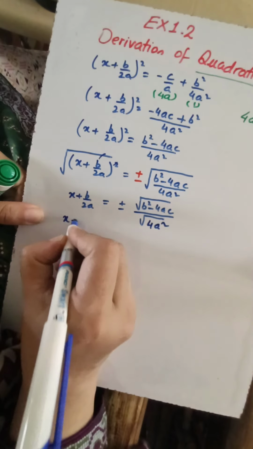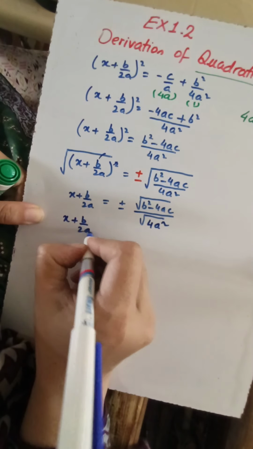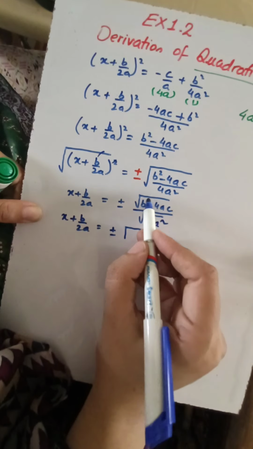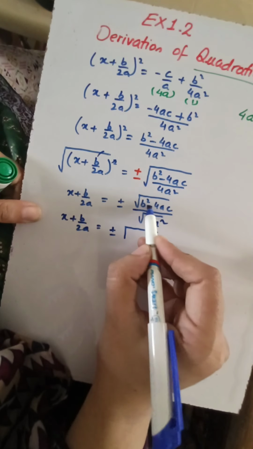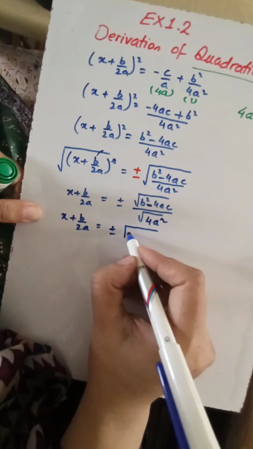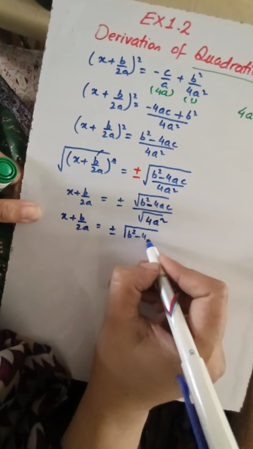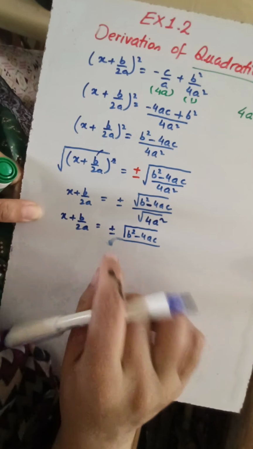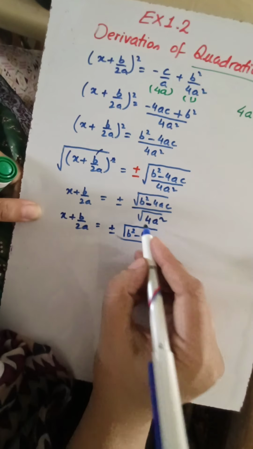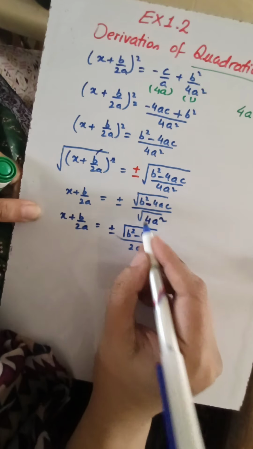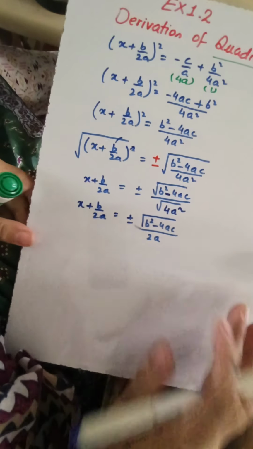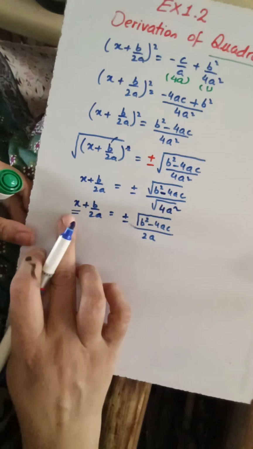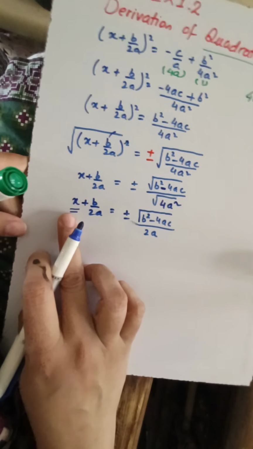Okay, so what we are going to get is plus minus over, we can't cancel this square with this because of this negative sign. Okay, but over here what we are going to get is b square minus 4ac over, this will be 2a after taking the square root. Okay, now I have to find the value of x to get to the solution.